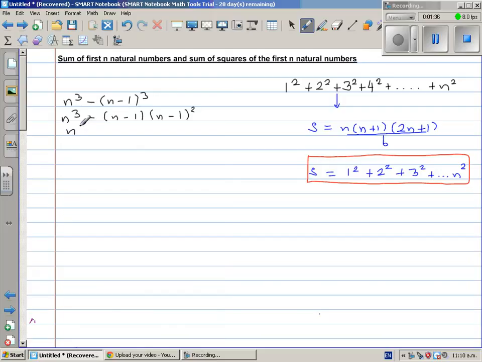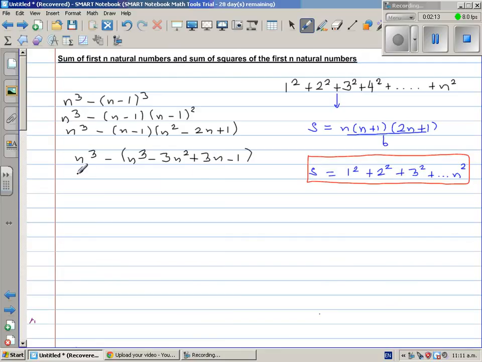So this is n cubed minus, you can also use the binomial formula, which is (n minus 1) times the square, and (n minus 1) squared is n squared minus 2n plus 1. Okay, so I will leave it for you to expand and simplify this, and you will have n cubed minus 3n squared plus 3n minus 1. So you can also use the binomial expansion formula to get this.